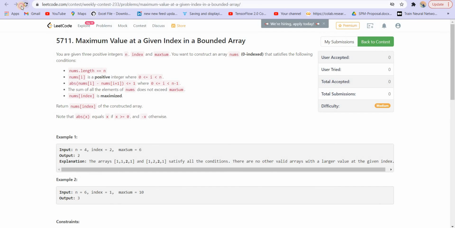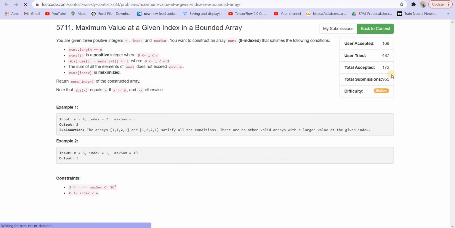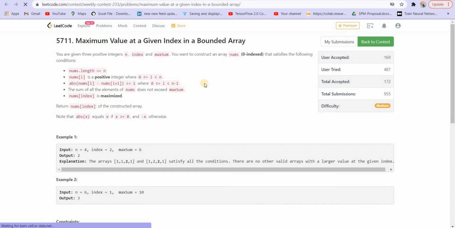Did I read something wrong in the problem statement? Did anybody actually solve this question? Oh my god, 172 people have already solved this one. So note absolute x should be greater than... note that absolute... Okay, return nums of index of the constructed array is maximized, okay, as a positive integer.